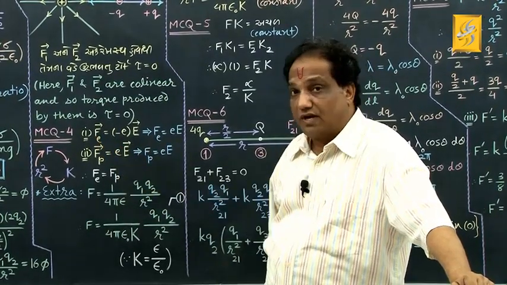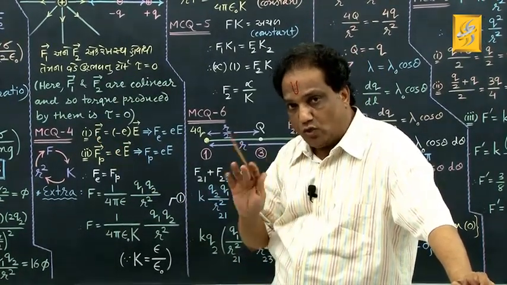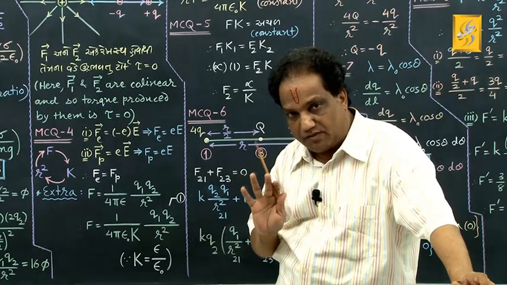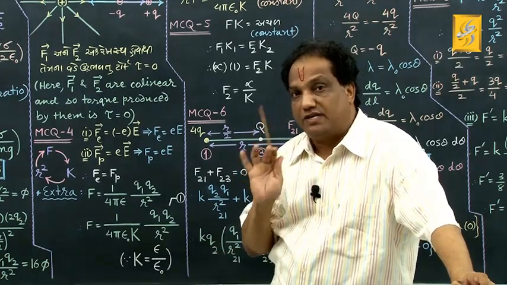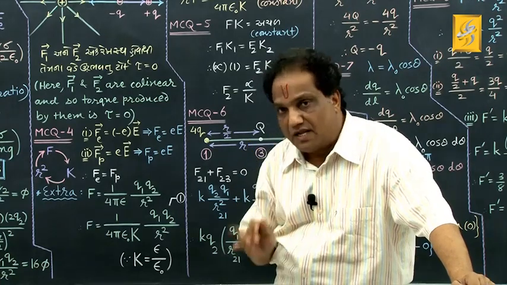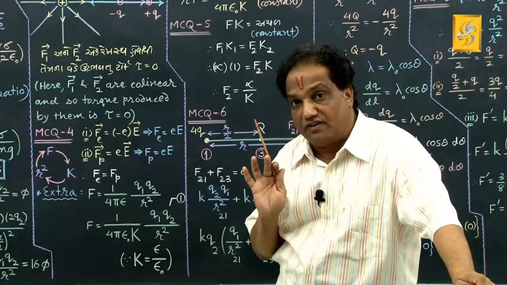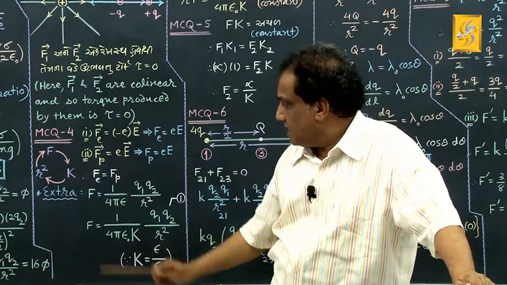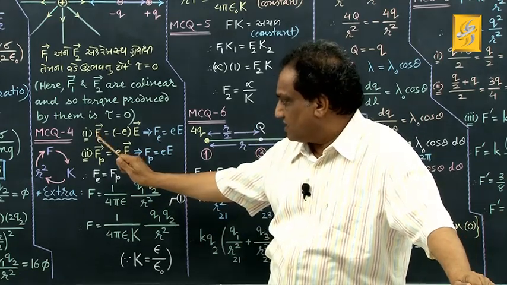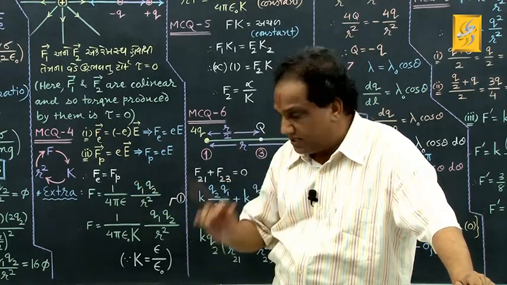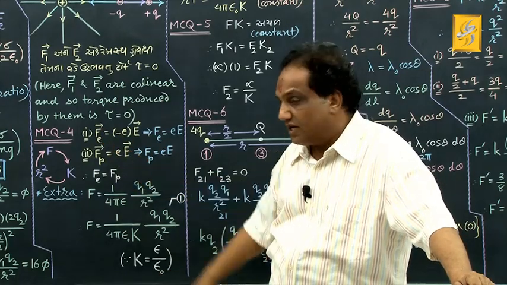My dears, we are given two particles. One is an electron, another is a proton. Both of them are placed in a uniform electric field. Let us find out the magnitudes of the electric forces exerted on them. Magnitude of the electric force exerted on the electron. Let us find out first. Electric force exerted on the electron.